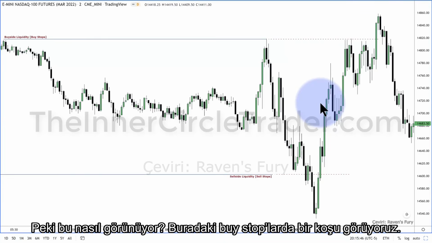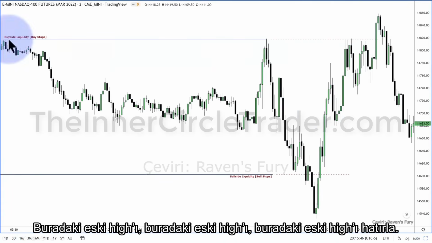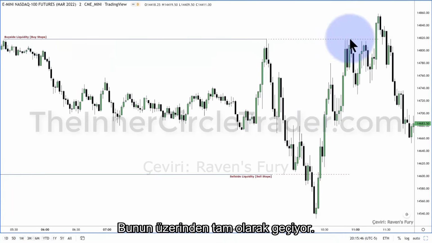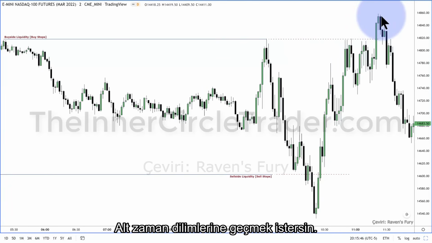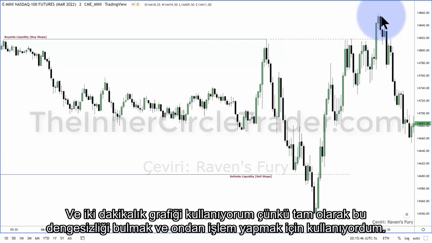And what does that look like? Well, we had that run on the buy stops here. Okay, remember that old high here, the old high here, old high here. It runs right on through that. Once this occurs on that higher time frame, 15-minute time frame, you want to drop down to the lower time frames. And I'm using the 2-minute chart because this is exactly what I was using to find that imbalance and trade off of it. Okay.